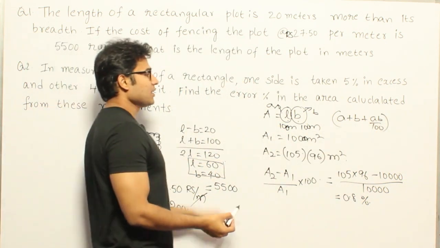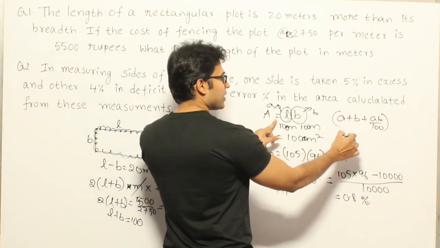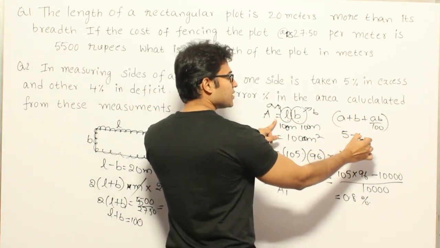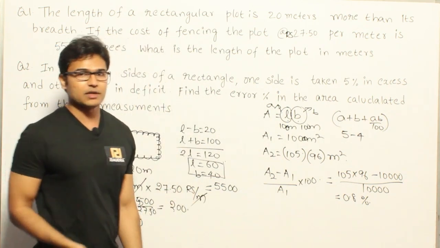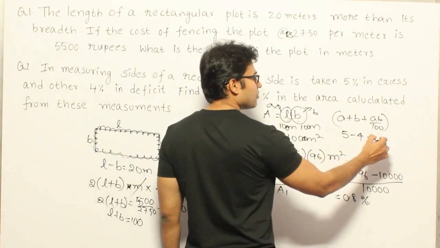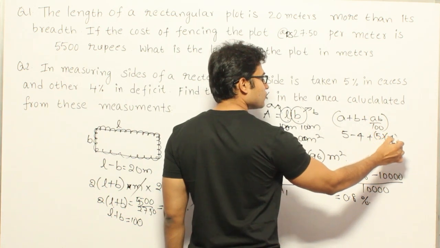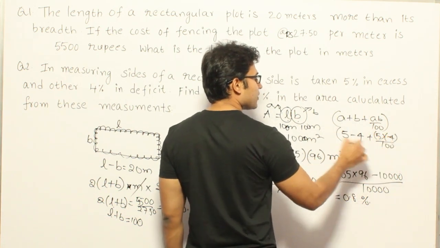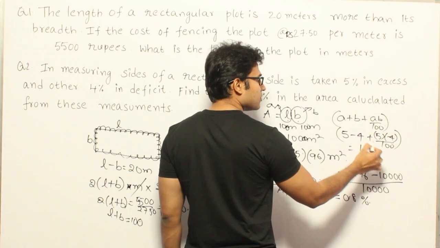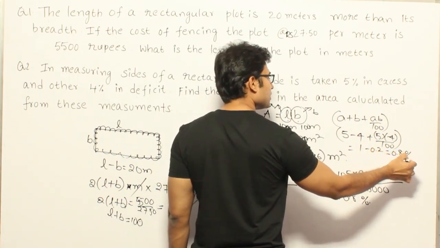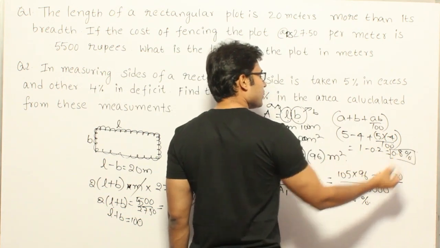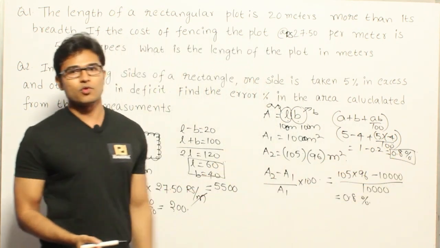Got it? So what is A and B here? A is 5% increase and B is 4% decrease. That is my minus 4. So wherever B is there, you are supposed to write minus 4. Then what you get here? 5 plus minus 4 plus 5 into minus 4 divided by 100. Right? So it is going to be 1 minus 0.2, which is 0.8%. Therefore, the final area is actually increased by 0.8%.